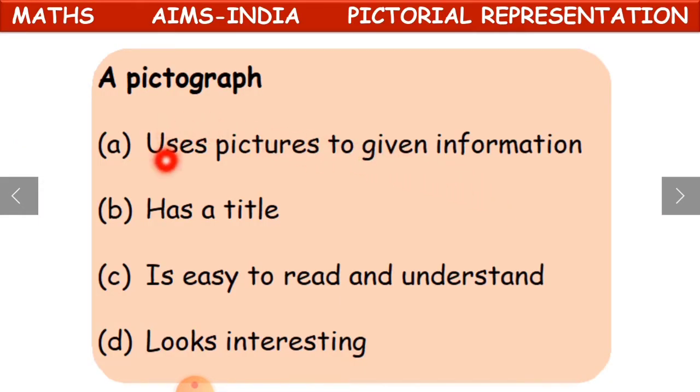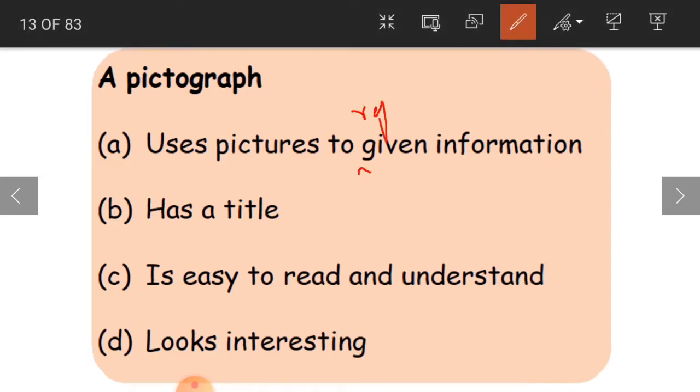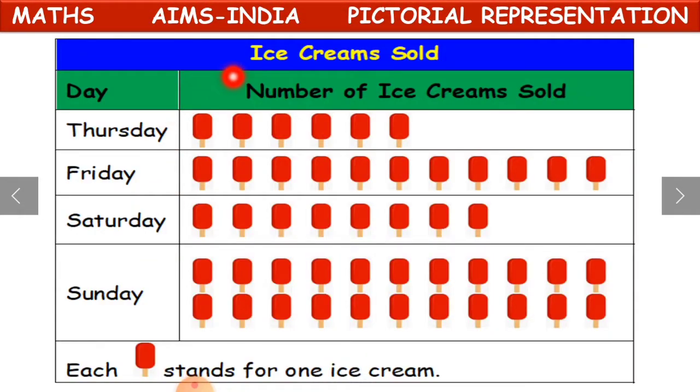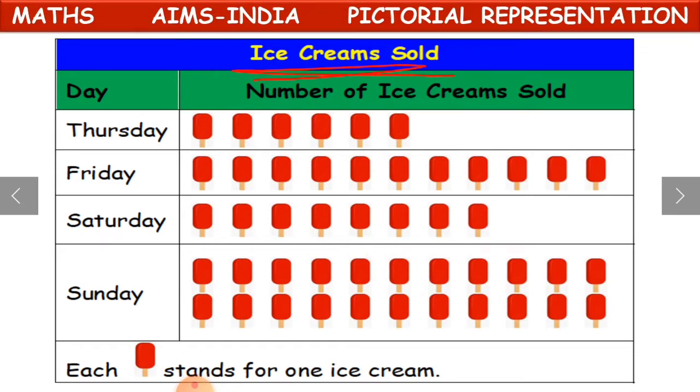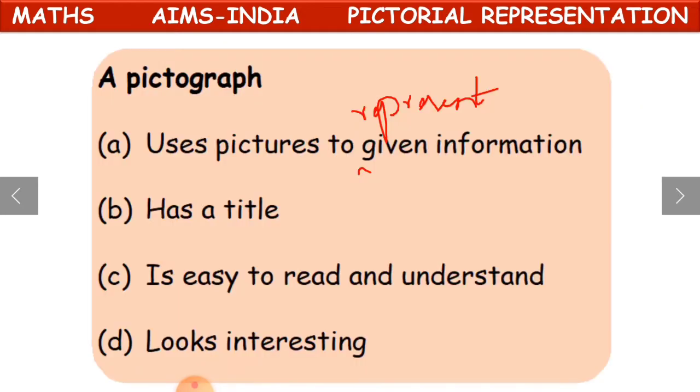Now again, what does this do? It uses pictures to represent the given information. It has a title. See here, what is the title of this pictograph? It is the number of ice creams sold. Ice creams sold is the title of our pictograph. If you do not have a title, how will we understand, children? Title means the heading. So if you do not have a title, we will not be able to understand what the pictograph is about. Yes, so pictographs come with a title on top.